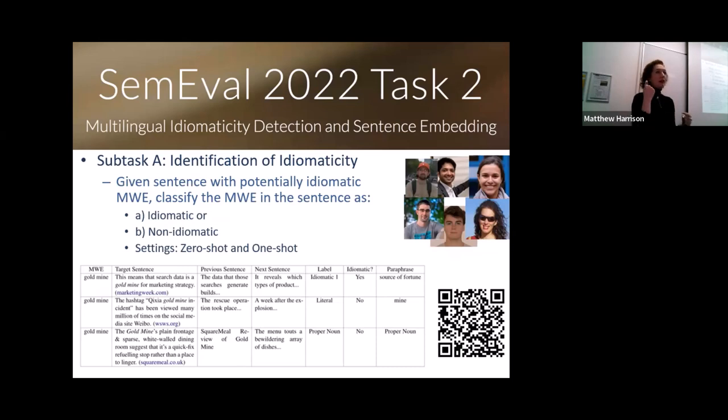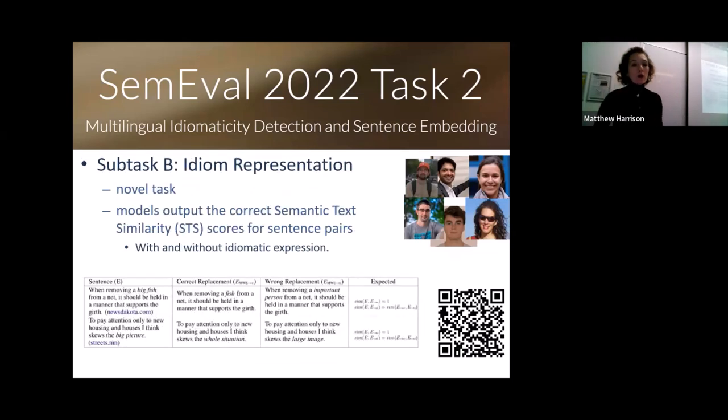One of them was to detect if a sentence contains idiomatic expressions or not. And the second one was to tell us what representation the idiomatic expression had in a sentence. And we did a task more or less like the one that I described before, where we gave a sentence containing a potentially idiomatic expression, like big fish in this case, and we asked the models to tell us if big fish was more similar to a replacement like fish, which was the right one for this sentence, than to the same sentence containing important person, which was the gold synonym, but for the idiomatic case.